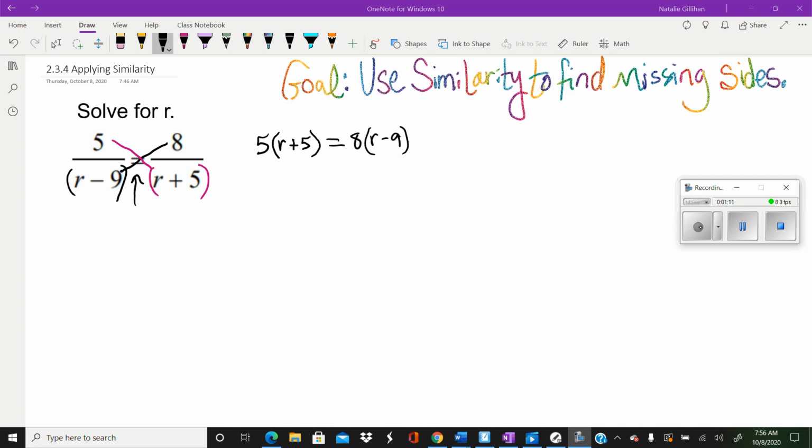So now that we have this written as an equation, it becomes a distributive property type equation to solve. And I'd like you to take a moment and solve this equation in your notebook, and we'll go over it in a moment.